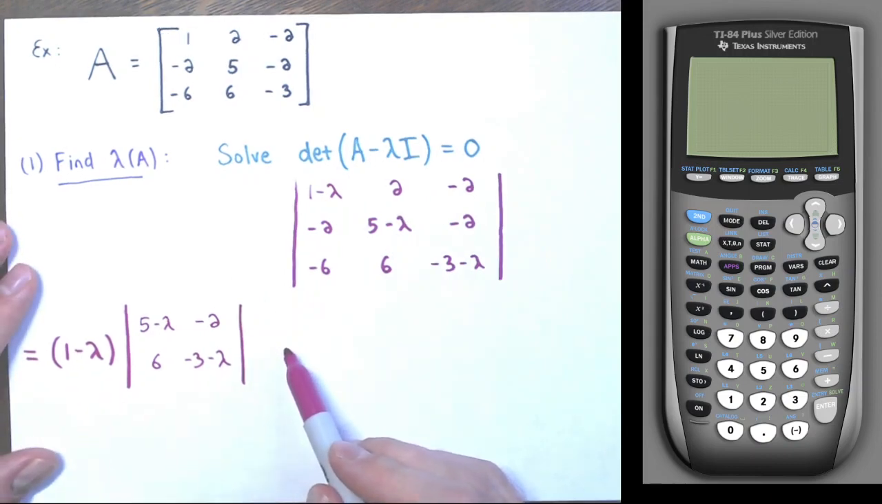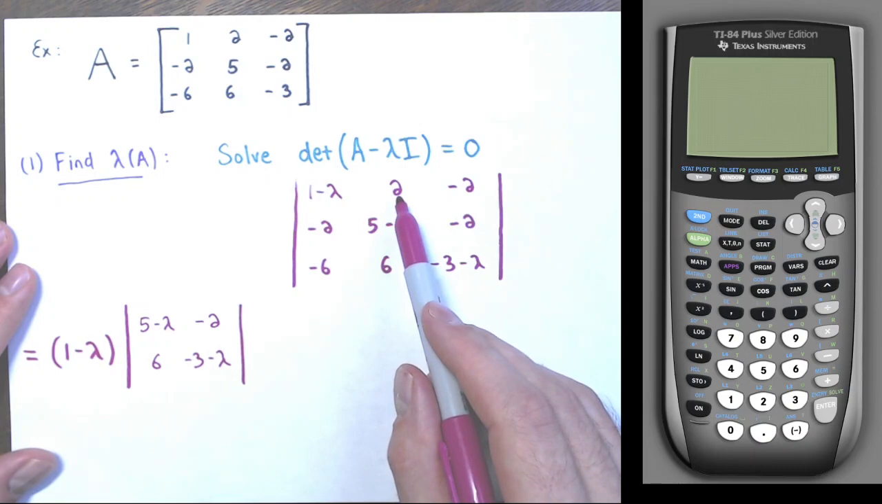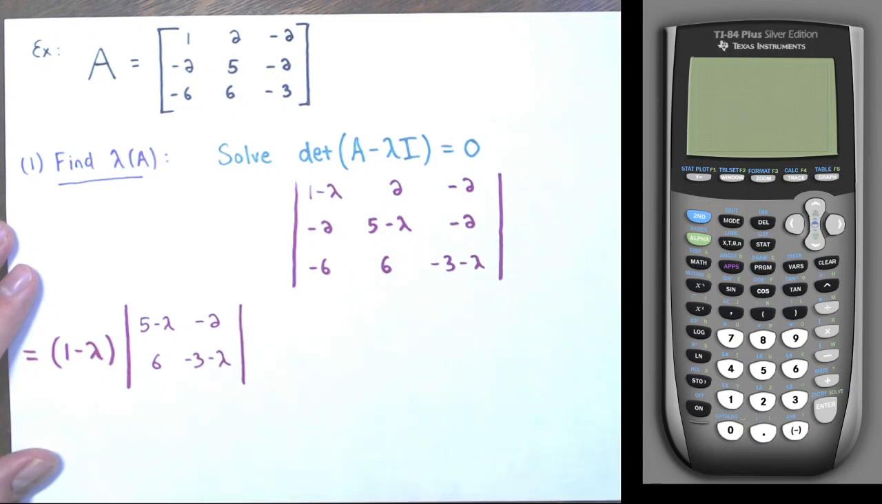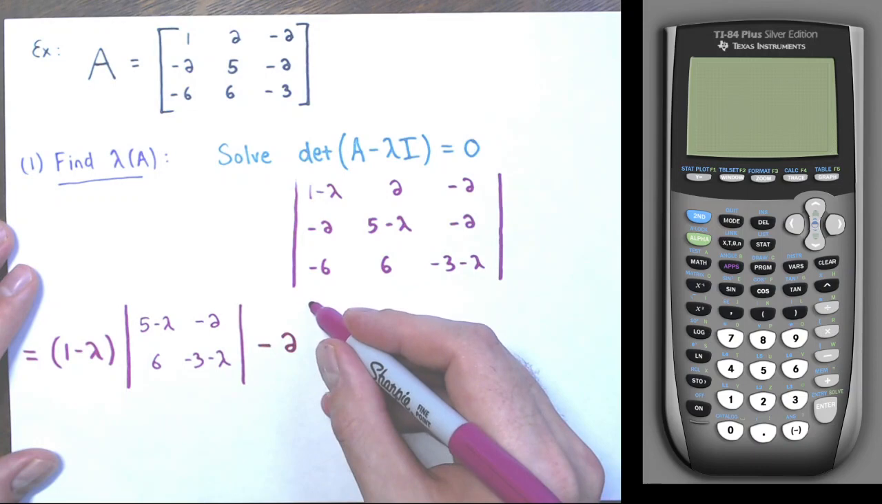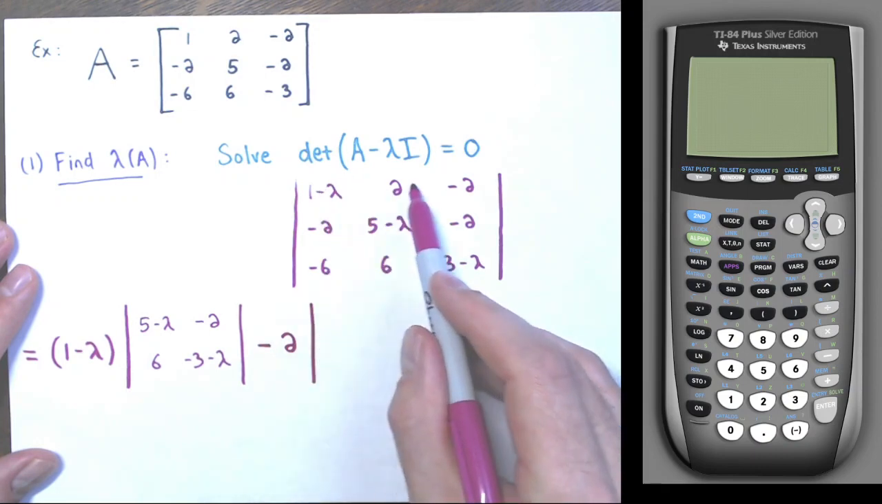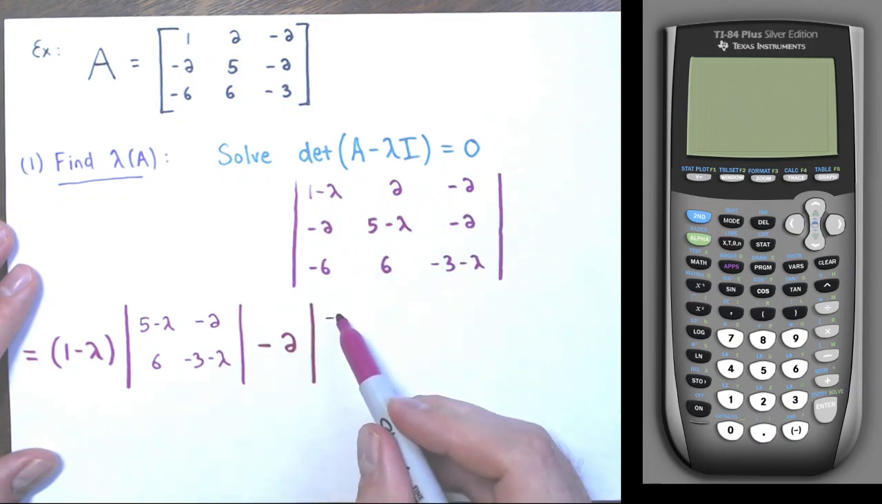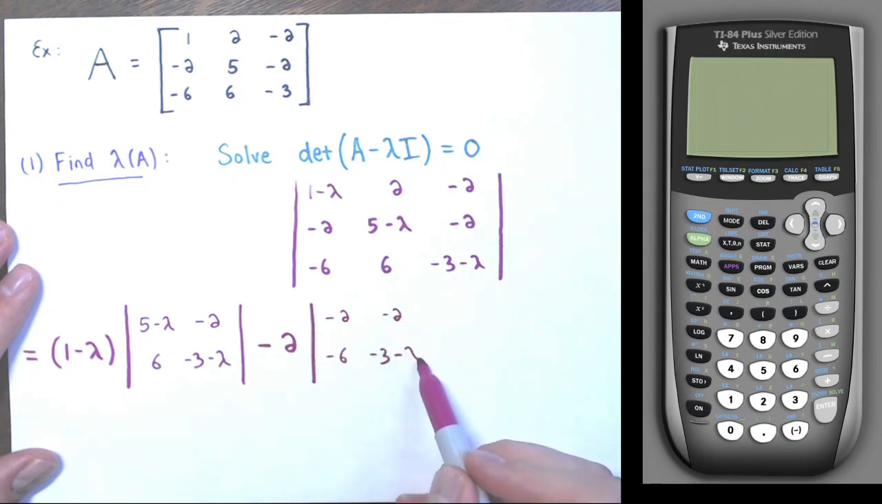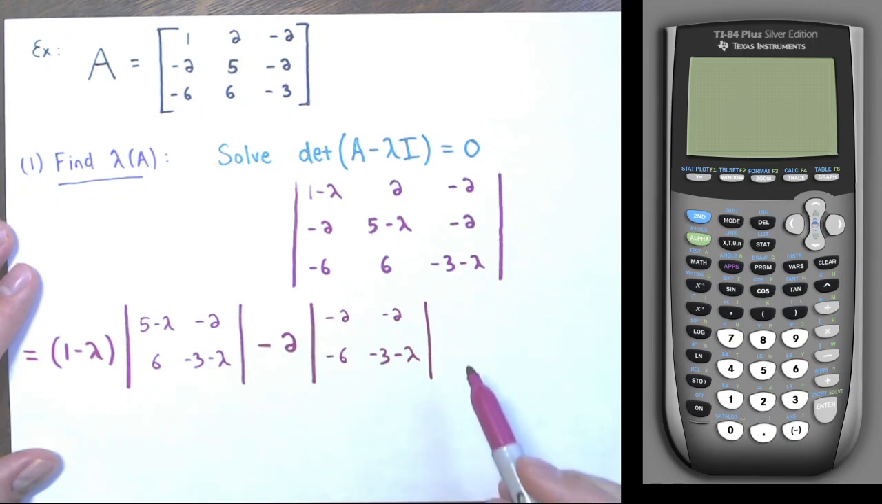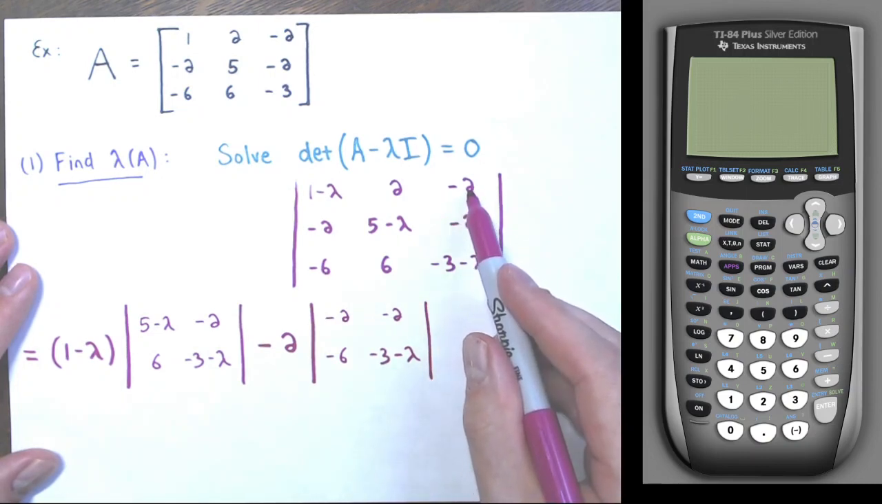Then plus 2 times the cofactor of that position. Remember, the cofactor of an odd position, this is first row, second column, 1 plus 2 is 3, that's odd. The cofactor of an odd position is always the opposite of the minor. So instead of 2, I'm going to put minus 2, times the minor. Get rid of that row, that column. I have the matrix with negative 2 as the first row, negative 6, and negative 3 minus lambda.